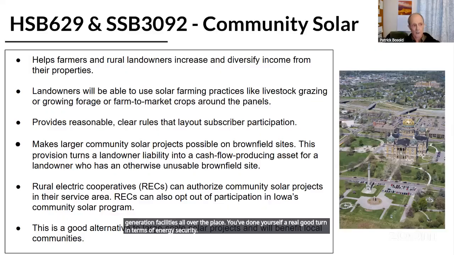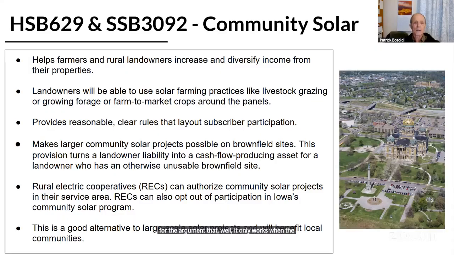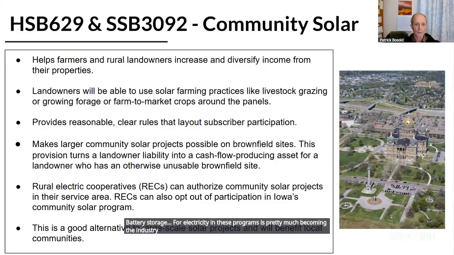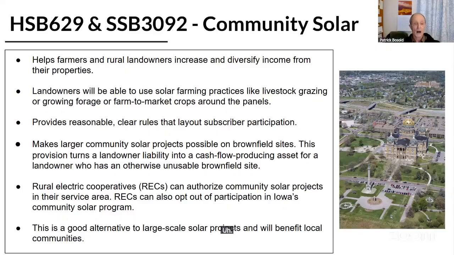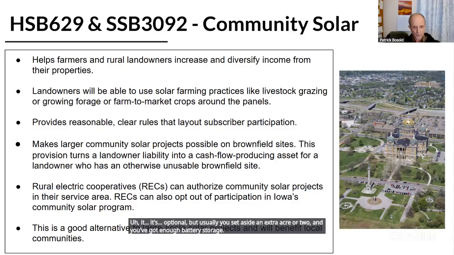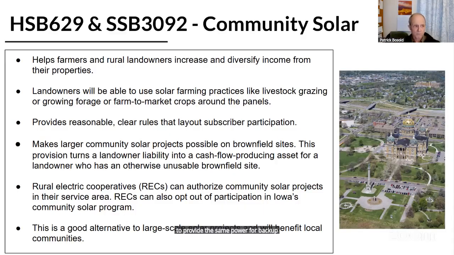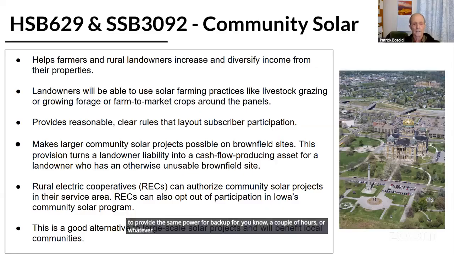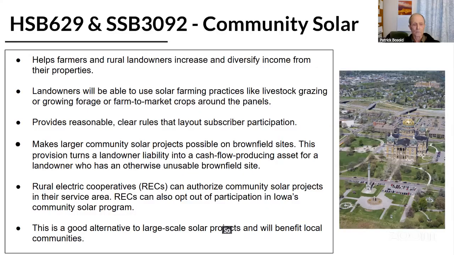For the argument that, well, it only works when the sun shines, battery storage for electricity in these programs is pretty much becoming the industry default now. It's optional, but usually you set aside an extra acre or two and you've got enough battery storage to provide the same power for backup for a couple of hours or whatever is needed. So it's good to remember that this is a nice energy security program.